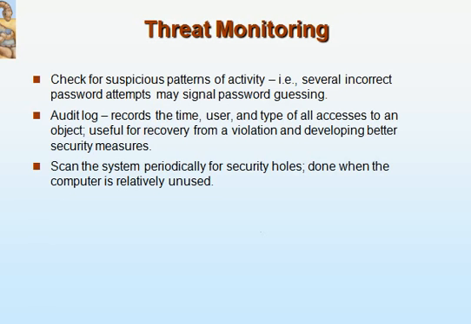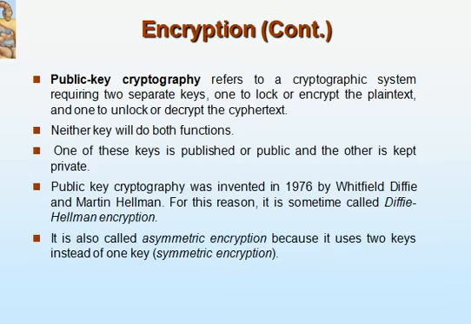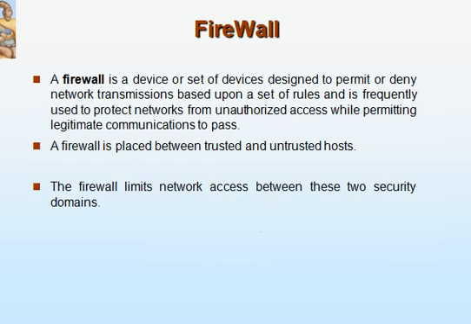Threat monitoring: check for suspicious patterns of activity, for example several incorrect password attempts may signal password guessing, audit the log, and scan the system periodically for security holes. The next is firewall and encryption. That is all we will discuss in the next video.